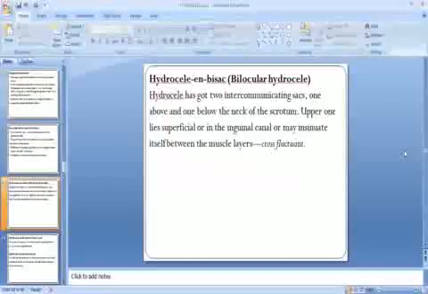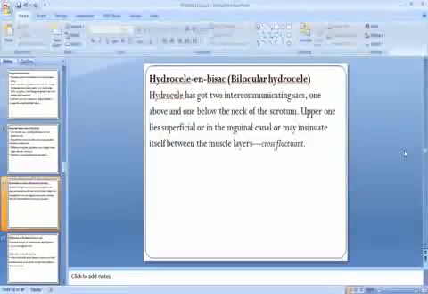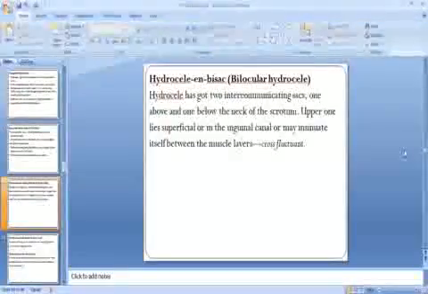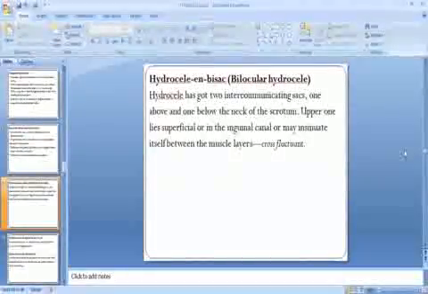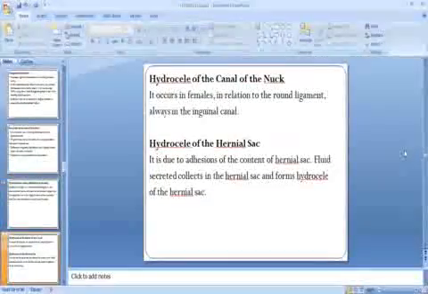Hydrocele and bilocular hydrocele. Bilocular hydrocele has two independent intercommunicating sacs, one above and one below the neck of the scrotum. The upper one lies superficially in the inguinal canal or in situ between the layers. There is a positive fluctuation. Hydrocele of the canal of Nuck.